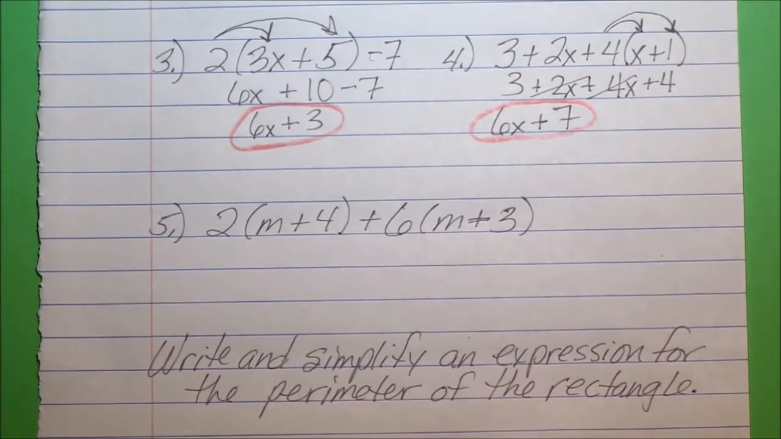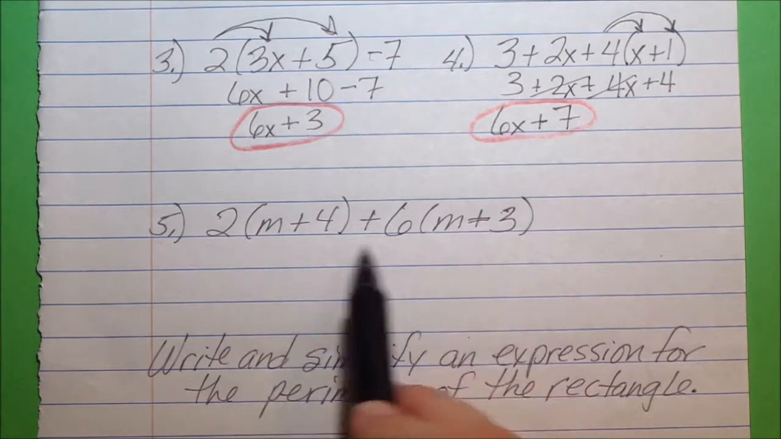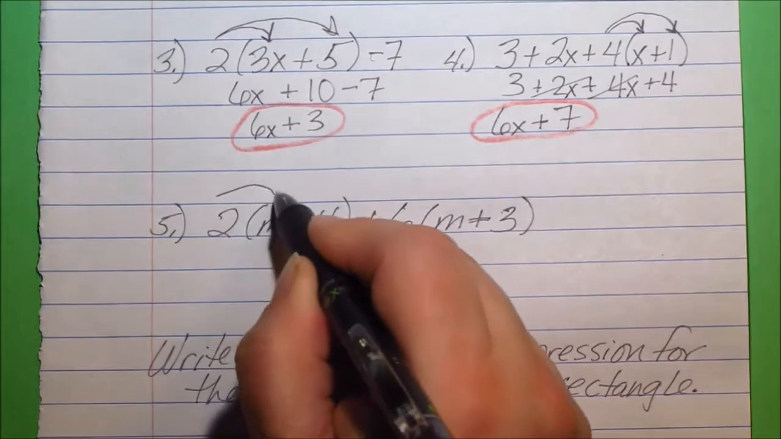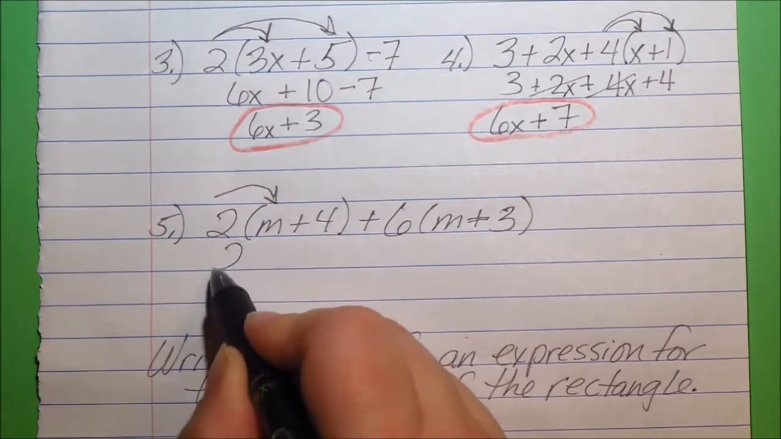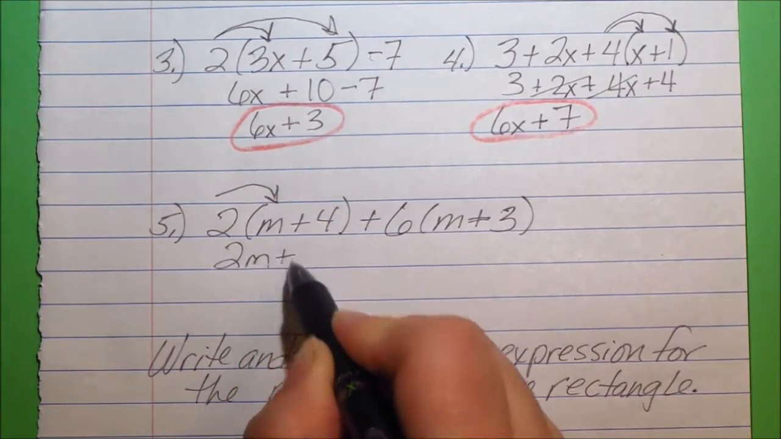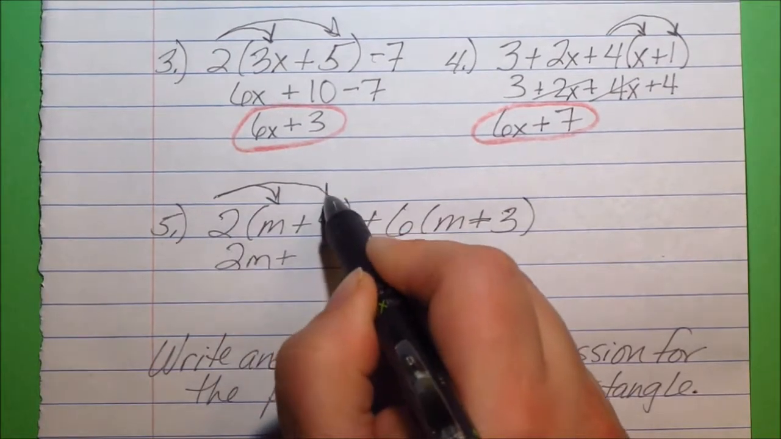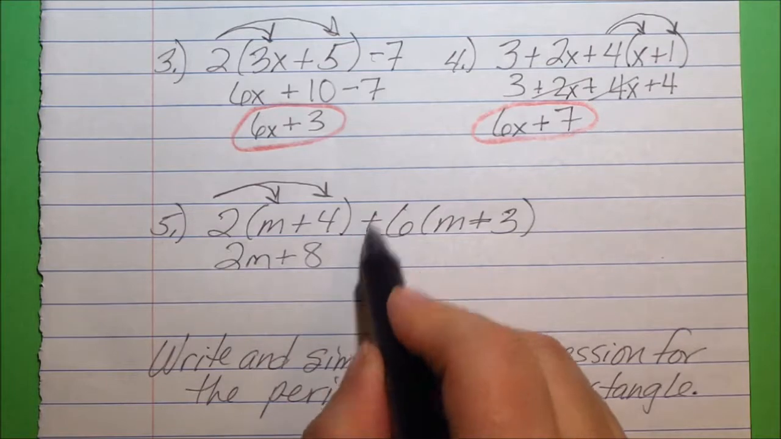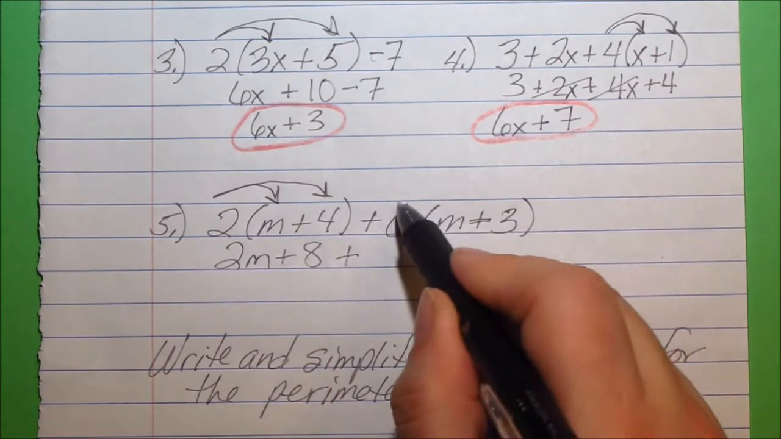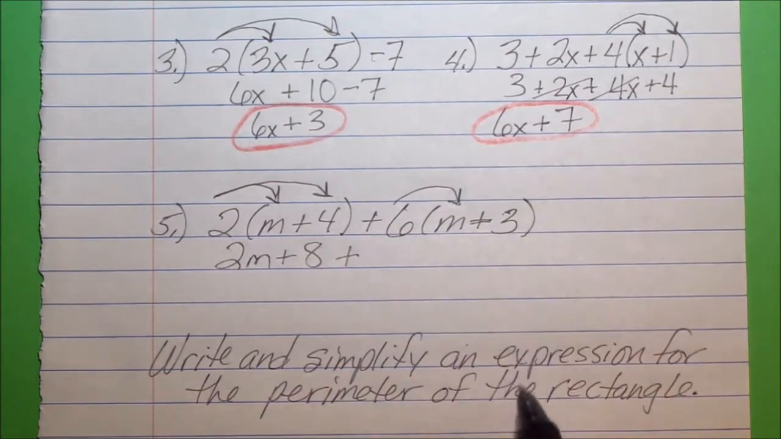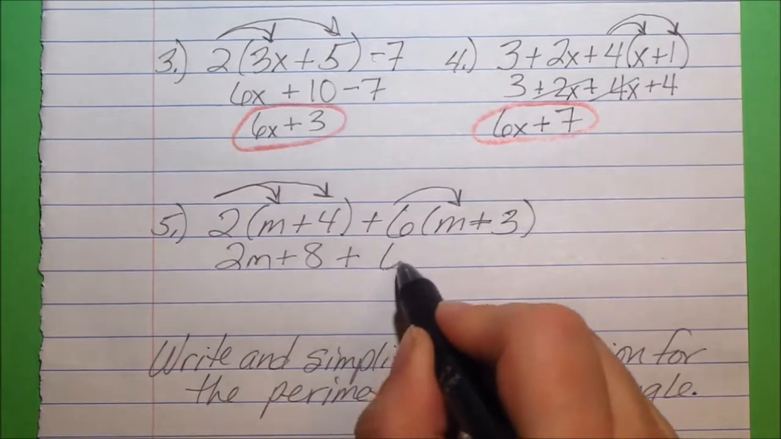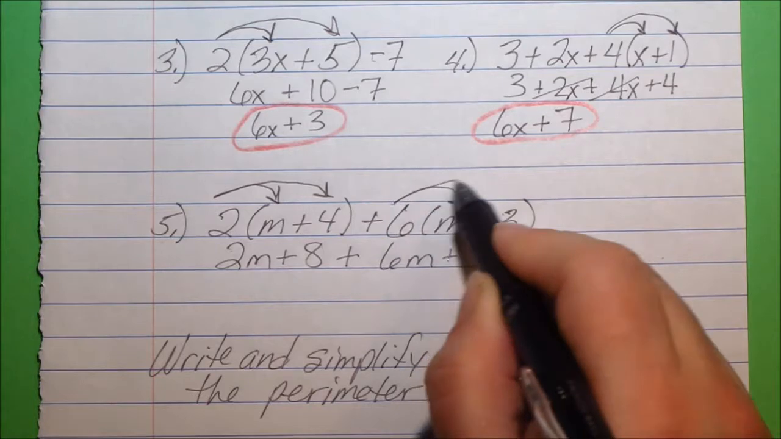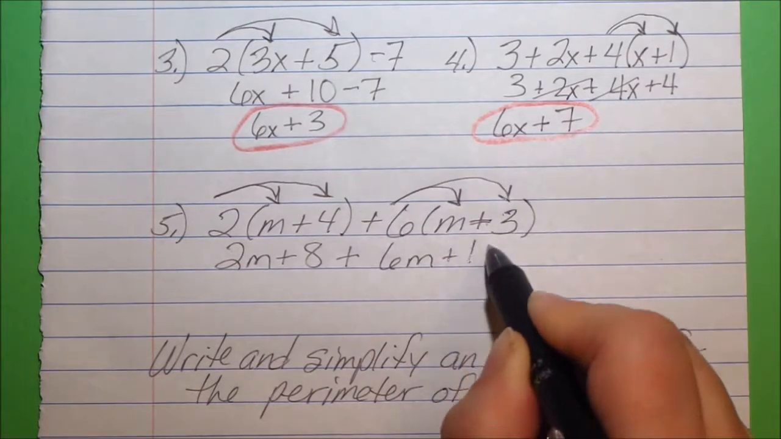All right, number 5, I've got 2 distributing problems that I need to do. So 2 times m is 2m. Bring down the operation. 2 times 4 is 8. We've taken care of that distributing. Bring down this operation here and do the same thing with this distributing. 6 times m is 6m. Bring down the operation. 6 times 3 is 18.